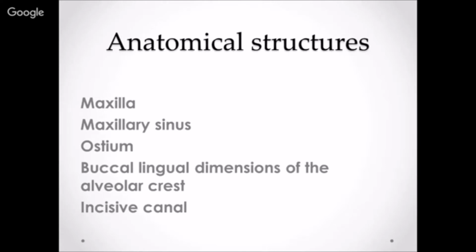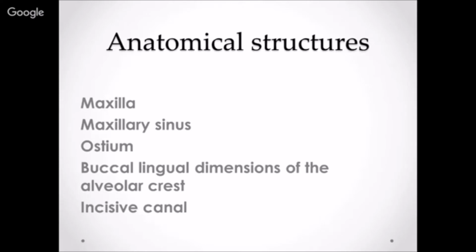The buccal and the lingual dimensions of the alveolar crest are also very critical to note because the crestal ridge differs in different areas of the jaws. The incisive canal is another important structure that you would want to note in the maxilla. It is not so important in terms of actually doing implants because you will be working on one of the sides of the incisive canal and trying not to perforate it.